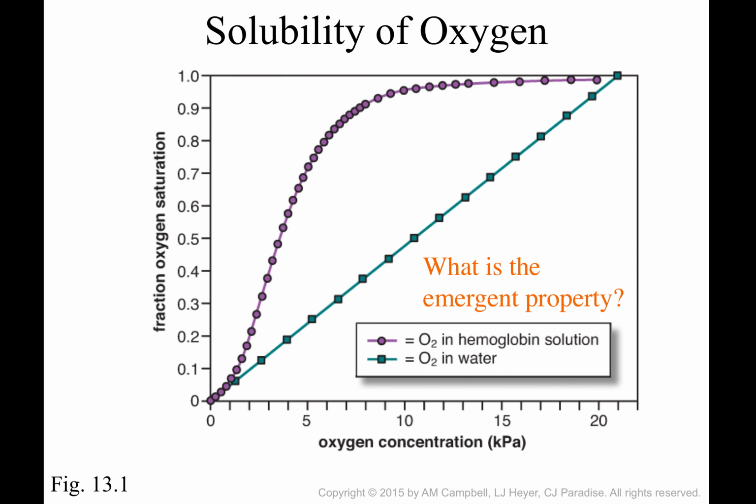but not nearly as much as hemoglobin will get you. Okay, so the emergent property we see here is the shape of oxygen binding to this molecule, so that it loads up oxygen in solution where hemoglobin is in a way that you would not predict by simply diffusing oxygen in water.